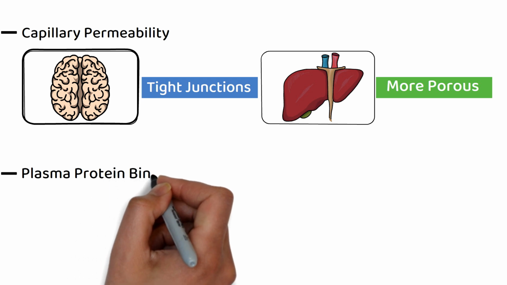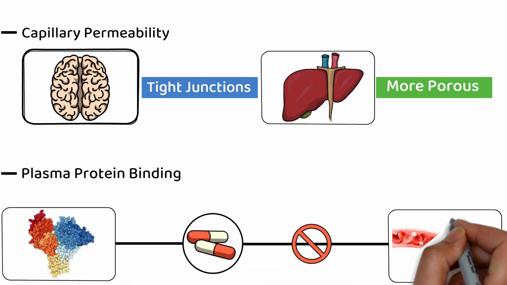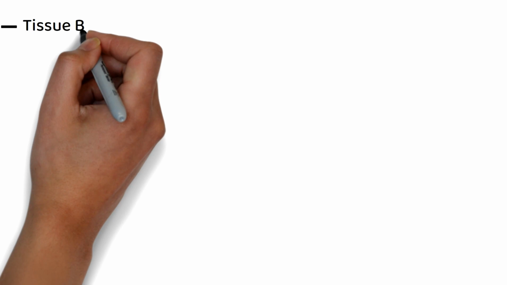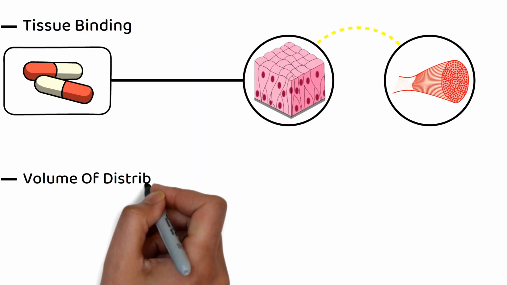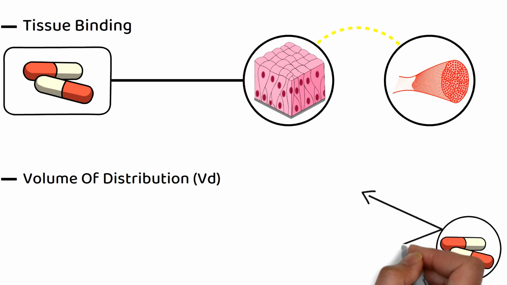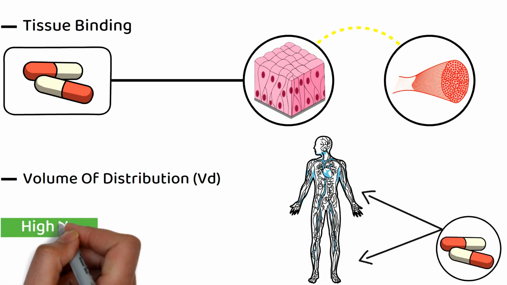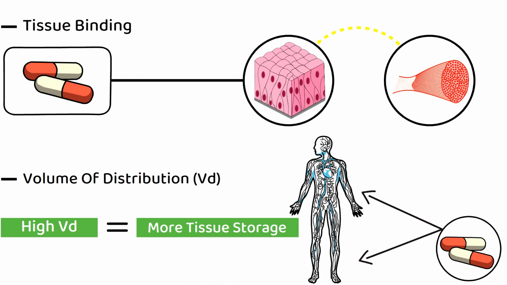Plasma protein binding. Drugs bound to albumin can't leave the blood. Tissue binding. Drugs can get stored in fat or muscle. Volume of distribution. A mathematical value that shows how widely a drug spreads in the body. High VD is equal to more tissue storage.